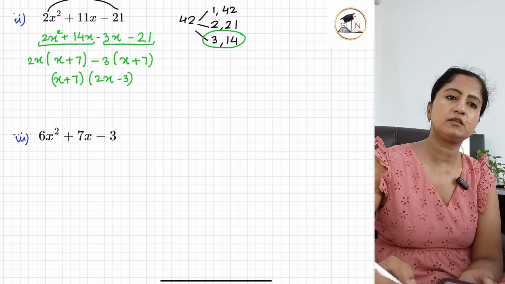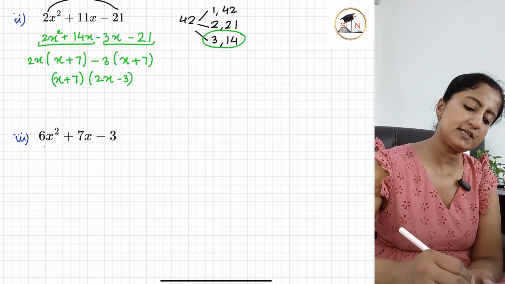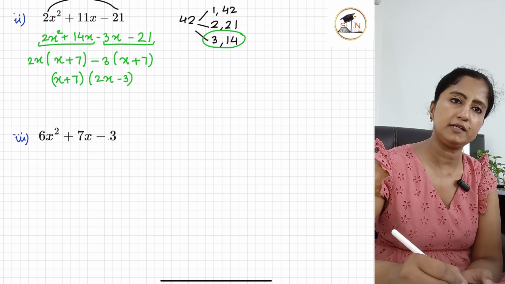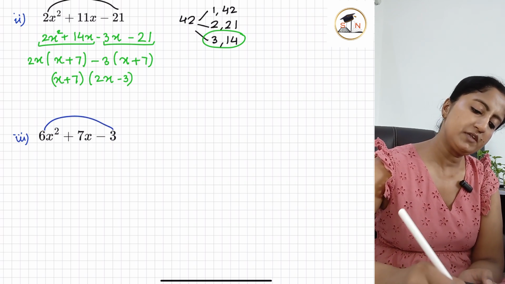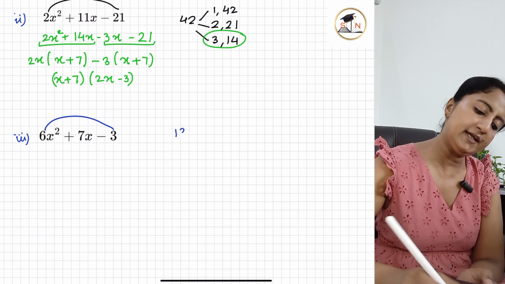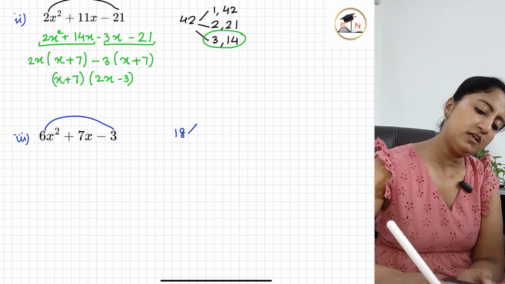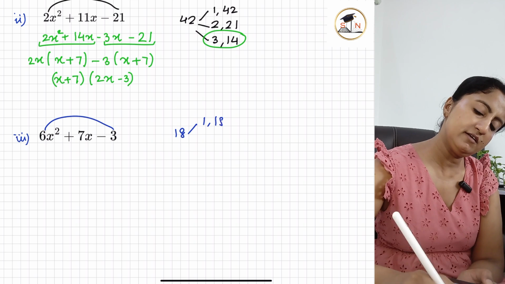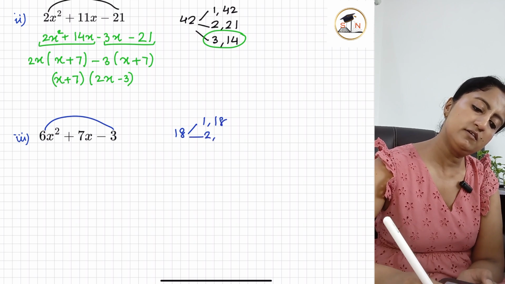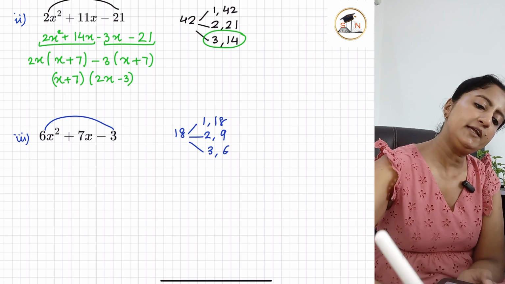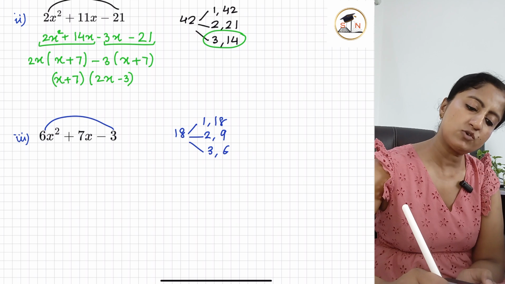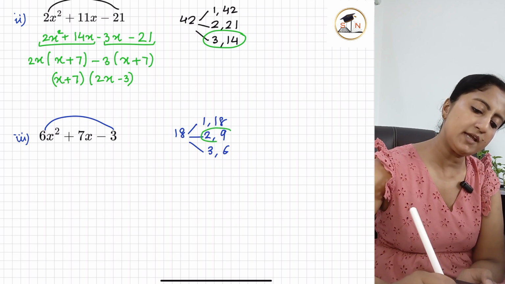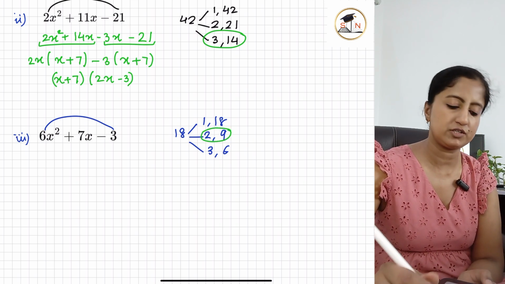Now, let's do the third example. 6x squared plus 7x minus 3. Now, again, we need to multiply 6 and 3. That gives me 18. The factors of 18: 1 and 18, 2 and 9, 3 and 6. What I need to select over here is the pair that can give us 7. So I can see 2 and 9 can give me 7 upon subtraction.